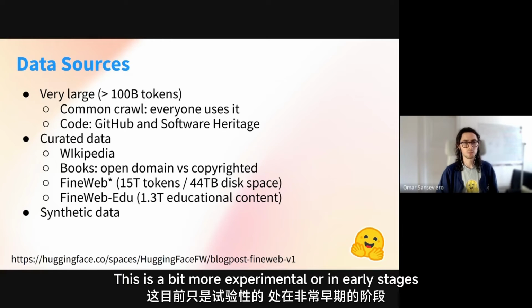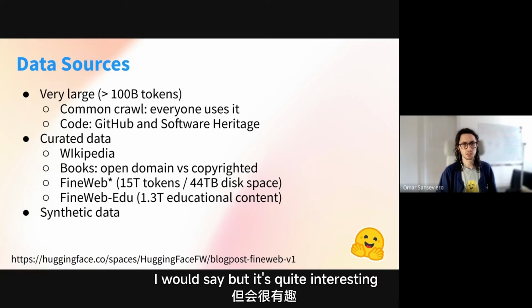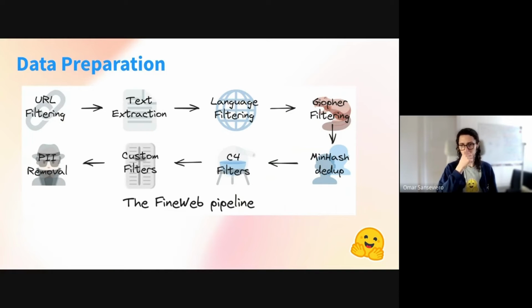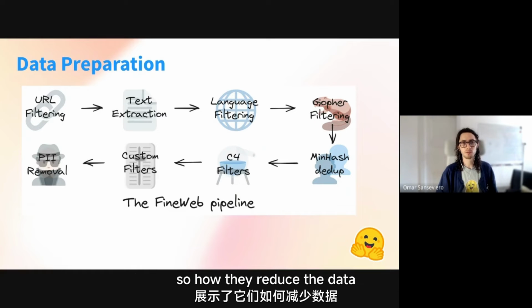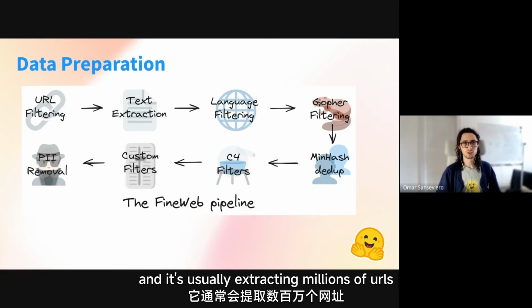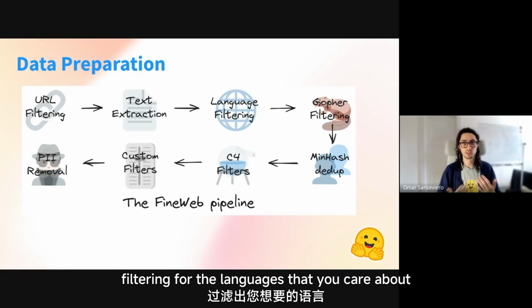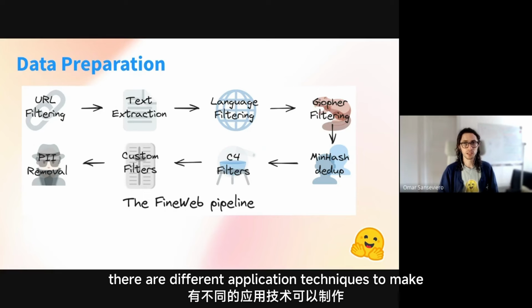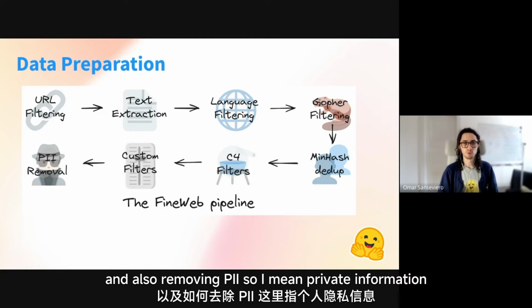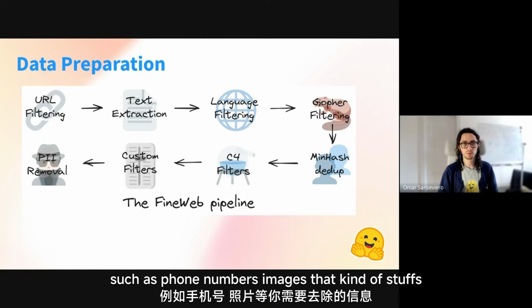This is a bit more experimental or in early stages, I would say, but it's quite interesting. And this is just a screenshot of the FineWeb pipeline, so how they retrieve the data. It's usually extracting millions of URLs, then extracting the text, filtering for the languages that you care about. There are different deduplication techniques, and also removing PII, so any private information such as phone numbers, emails, all that kind of stuff you usually need to remove as well.